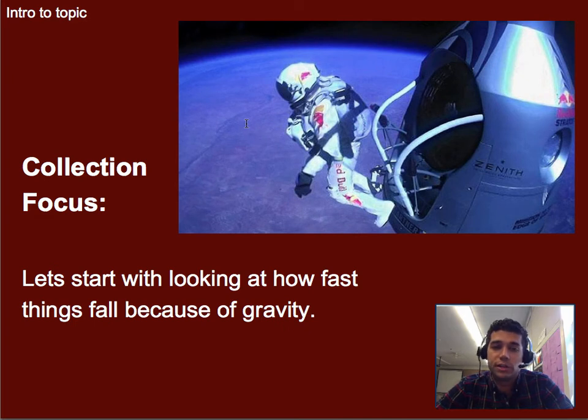The collection focus is we're going to start with how fast things fall because of gravity. So rather than looking at their position or how long it takes them to fall, we're going to be focusing on how fast they will be falling after a certain amount of time or at the end of their trip. So for example, if we've got this Red Bull skydiver who jumped from basically outer space, can we predict how fast he's going to be falling by the time he pulls his chute?